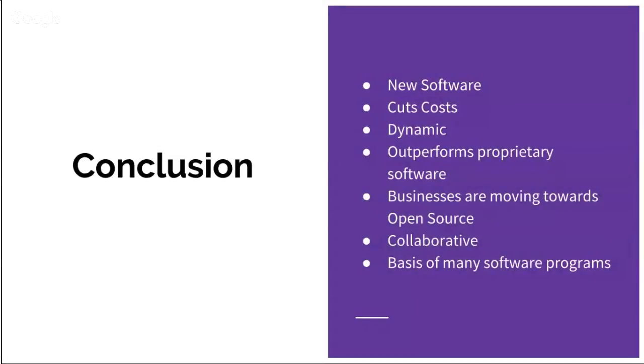So in conclusion, the ability of programmers to change and modify open source software allows for a plethora of benefits, like new software being developed constantly and software costs being cut by drastic amounts. The collaborative and developmental nature of open source software also allows open source developed software to outperform proprietary software. This, in addition to the cost-cutting nature of open source, is leading many businesses to stray towards software that has been developed and tested through the open source movement.